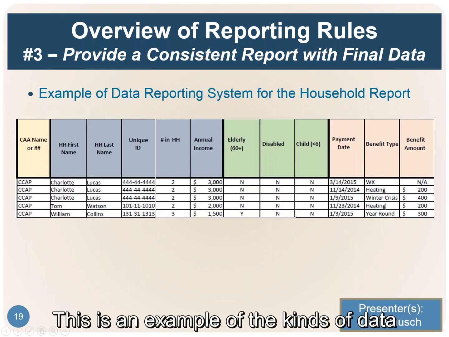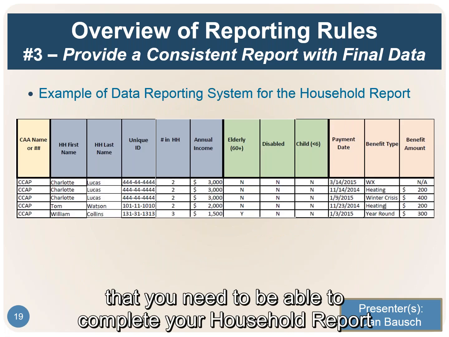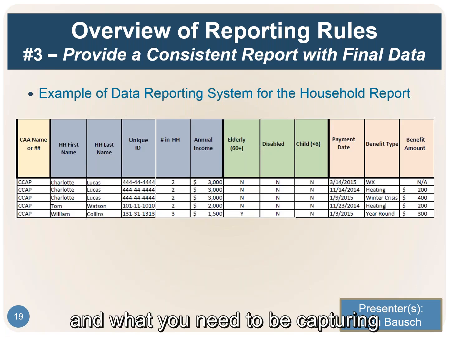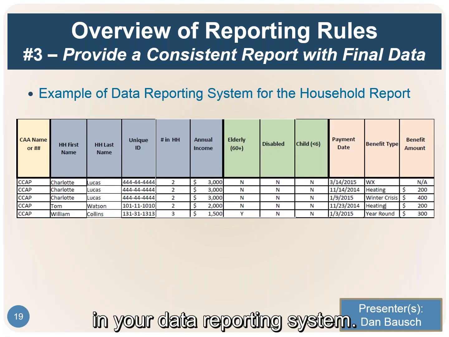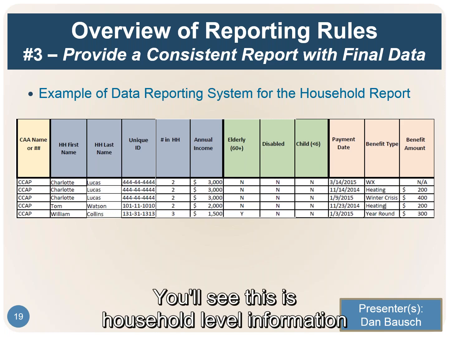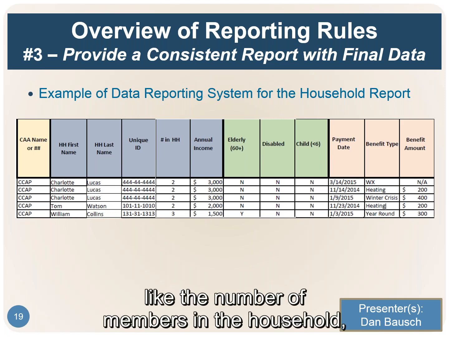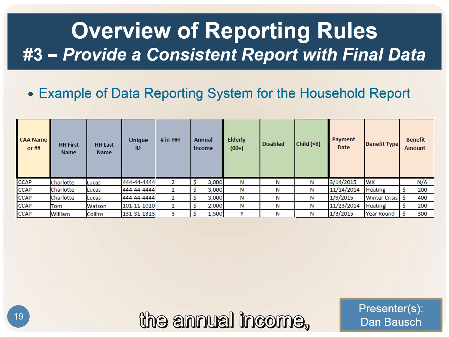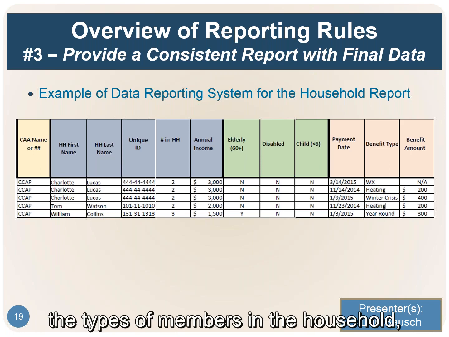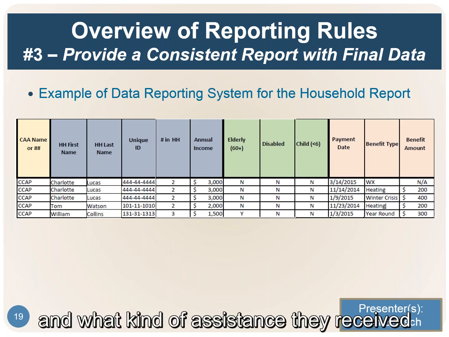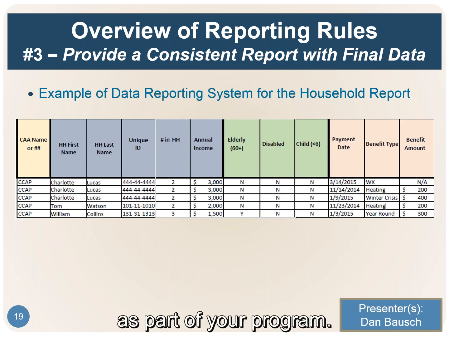So this is an example of the kinds of data that you need to be able to complete your household report and what you need to be capturing in your data reporting system. So you'll see this is household level information, and you're going to need to capture information like the number of members in the household, the annual income, the types of members in the household, and what kinds of assistance they received as part of your program.